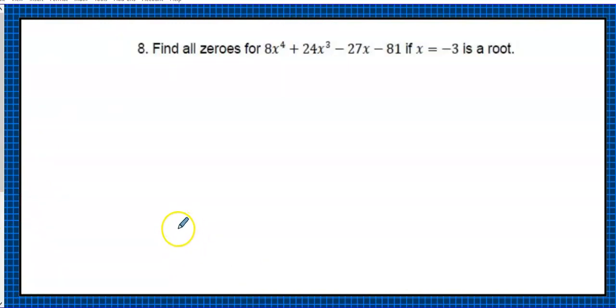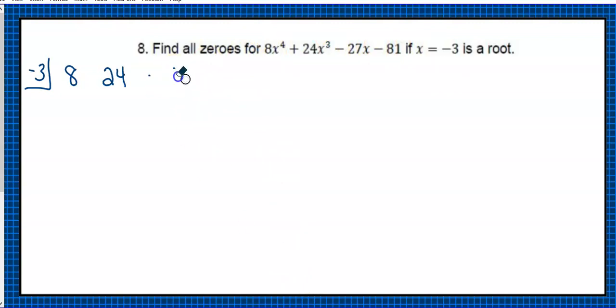Okay, so we have 2 more problems, and obviously I'm going over 20 minutes, but I do want to cover all of this. So this one says, find the zeros for this polynomial if -3 is a root. So we haven't been given the factor, so we are actually going to use the -3 and do some synthetic division. Our coefficients are 8, 24, -27, and, oh wait, nope, I have a 0, don't I?